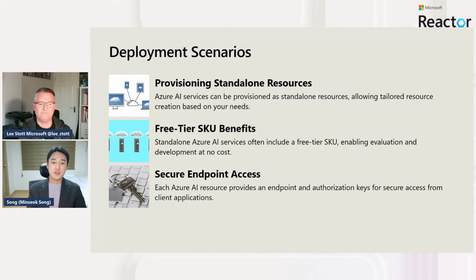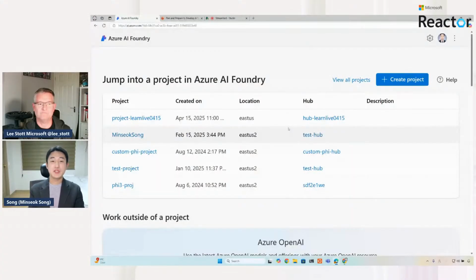So first, you can provision each service as a standalone resource. Whether you are working with translator, vision, or speech, you can choose the services that best match your app's requirements and configure them individually. Second, most of these services include a free tier, which is perfect for getting started without any cost. This makes it easy to experiment, prototype, or even run small-scale apps before scaling up, so you don't have to worry about the initial cost.